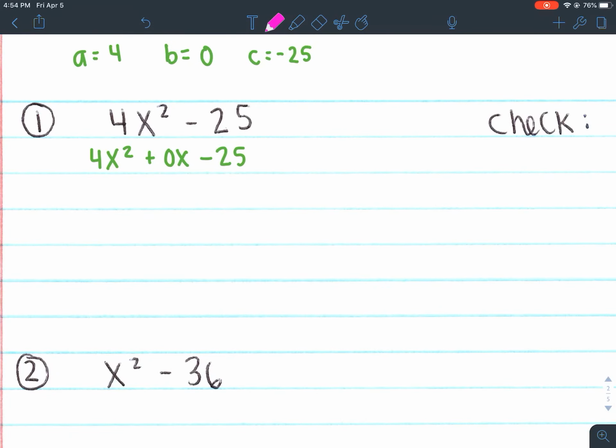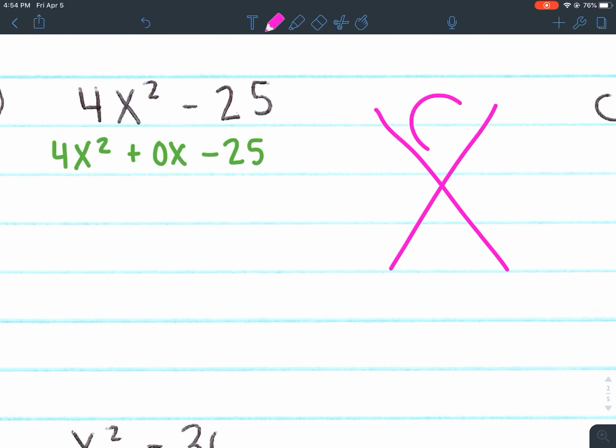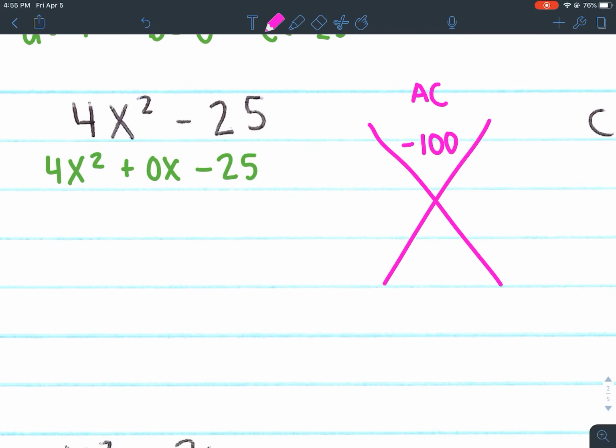Now, if I wanted to factor like normal, okay, always check for a GCF first, and I don't have one in this case, so I can draw my x. Now, how do I get that term up? How do I get this number up here? Remember, this is the AC method. You must multiply A and C together. A is 4, C is negative 25. So that's going to be negative 100, okay? And then your middle term goes in the bottom, which is 0.